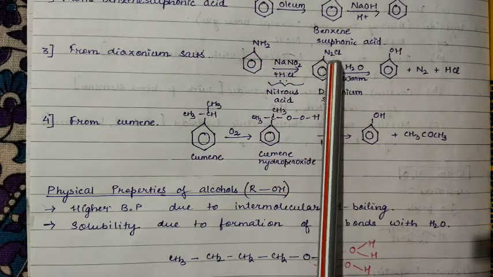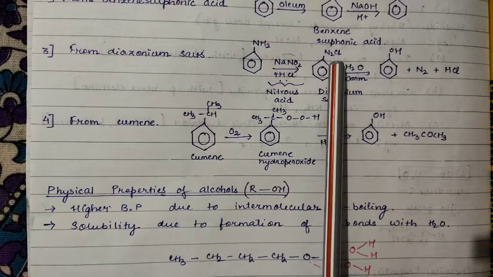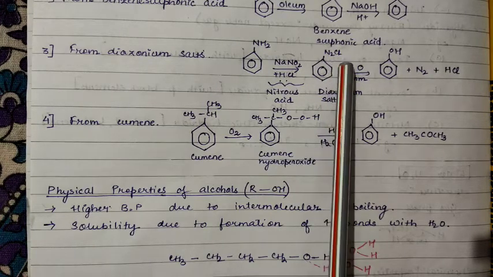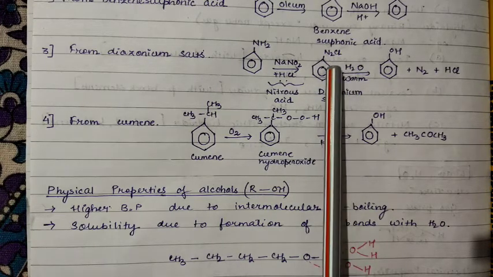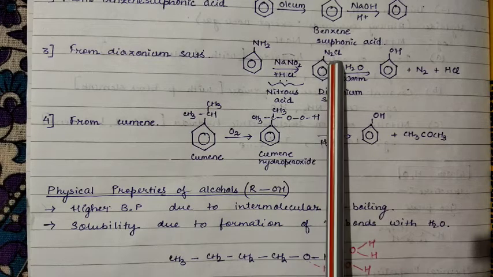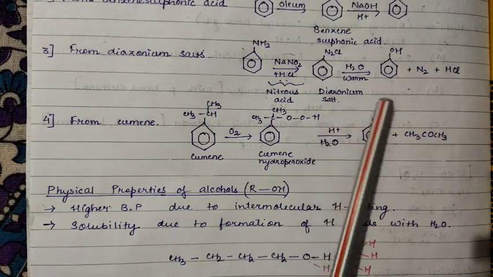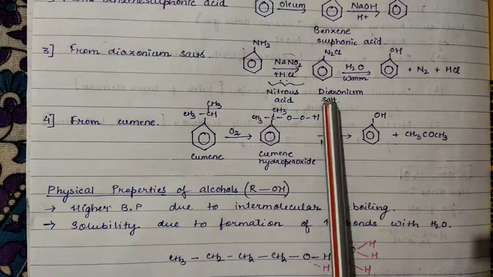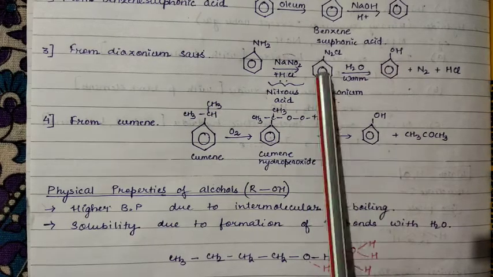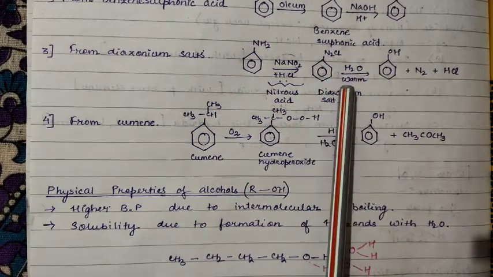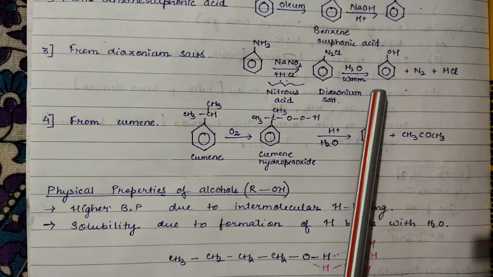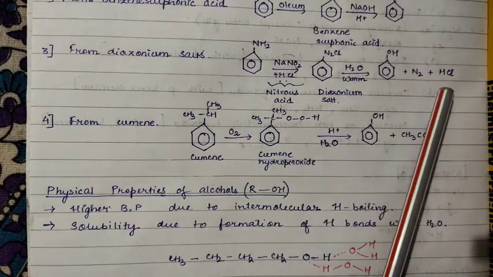So the number of atoms is the same here, you can see. One hydrogen is replaced by chlorine, another hydrogen is replaced by one nitrogen. Okay, so this is N2Cl and the name is diazonium salt. So these names are important, you have to remember. Next, if you dissolve it in warm water, then you will get phenol plus nitrogen plus hydrochloric acid.